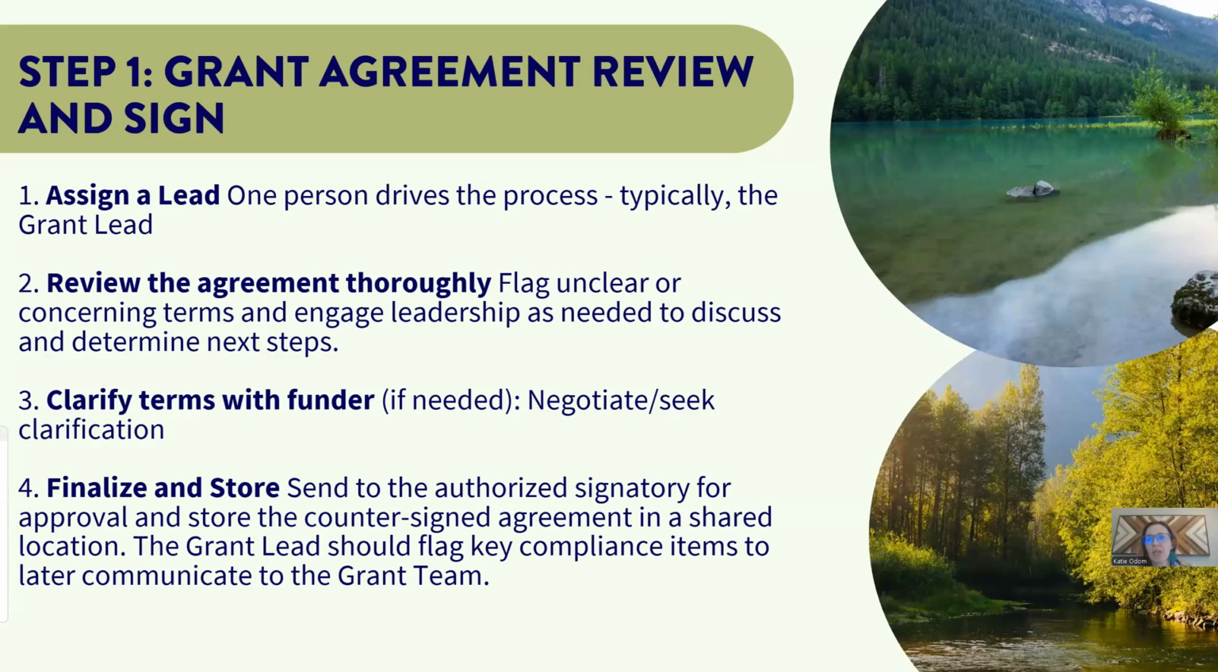Second is to review the agreement thoroughly. So read every clause. If something's unclear, flag it, escalate it internally, and figure out what to do with that information and resolving that lack of clarity. Third is to clarify terms with the funder. So if a clause is still vague, request clarification and get that in writing. If a requirement is unrealistic, engage with the funder to explore flexibility.